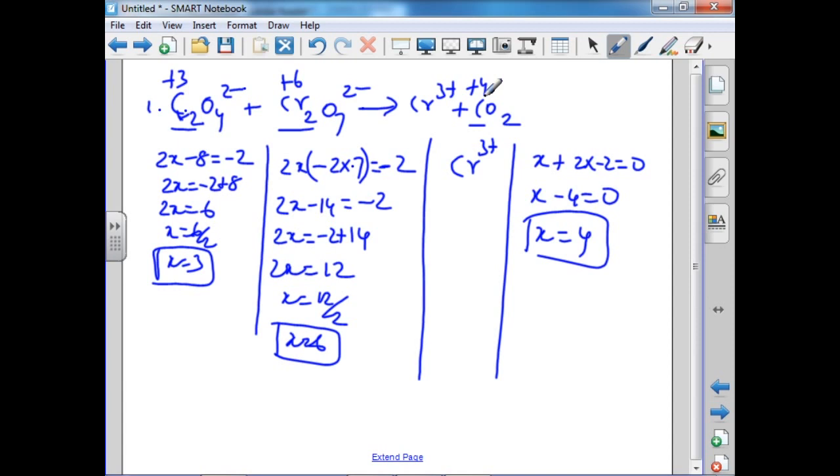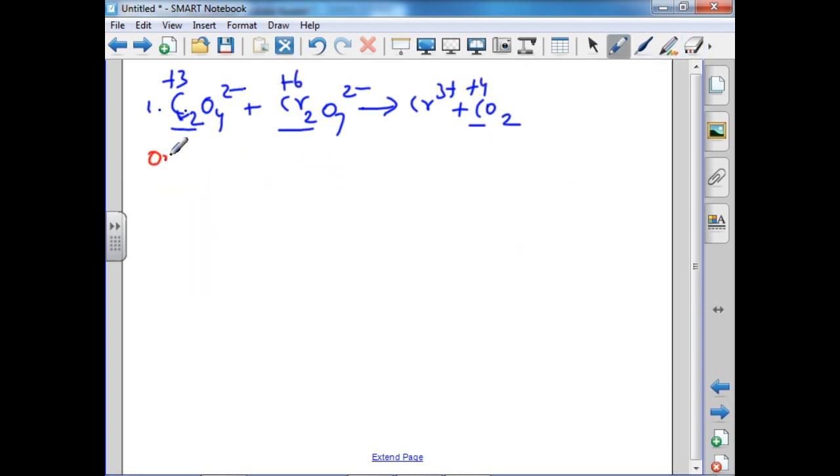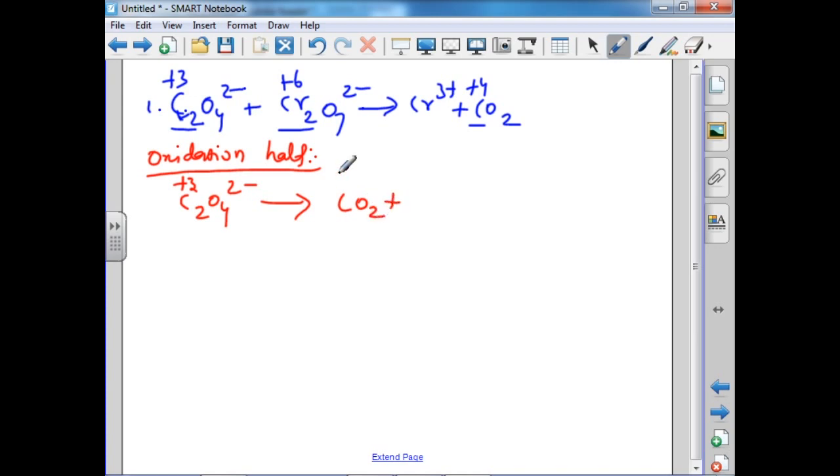The next step is to write the two half reactions: one is the oxidation half, and the other is the reduction half. The oxidation half is C2O4 2- gives CO2. The oxidation state of carbon in CO2 is plus 4. What is the difference? Plus 3 to plus 4, so there is a loss of 1 electron. Then the reduction half.